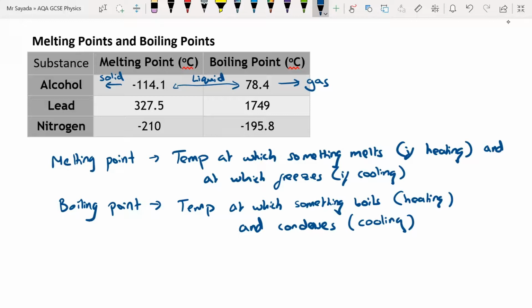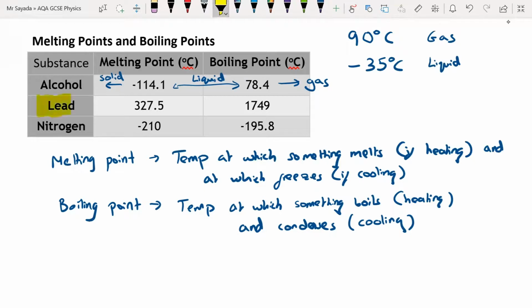So, for example, if I asked what state of matter would alcohol be at 90 degrees Celsius, the answer is it would be a gas, because 90 degrees is above 78.4. If I asked what state of matter would alcohol be at minus 35 degrees Celsius, the answer would be a liquid, because minus 35 degrees is between minus 114.1 and 78.4.